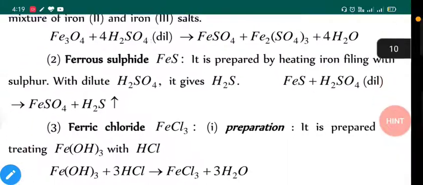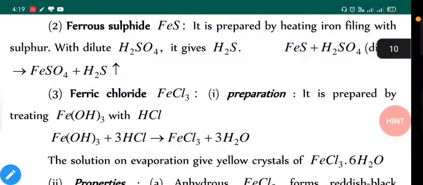Next is ferrous sulfide. So FeS, or ferrous sulfide, is prepared by heating iron filings with sulfur, with dilute H2SO4 giving H2S. So FeS with H2SO4 gives FeSO4 and H2S. In this case, it is the sulfide compound FeS. Usually when we dig from the earth's crust, we can get Fe in this form, the sulfide ore of Fe.